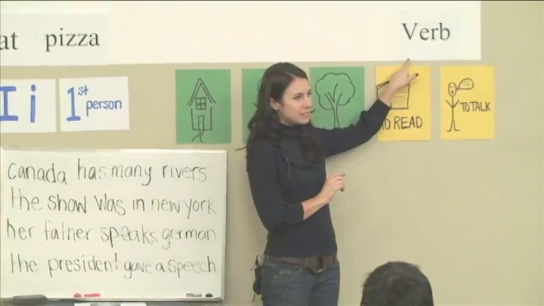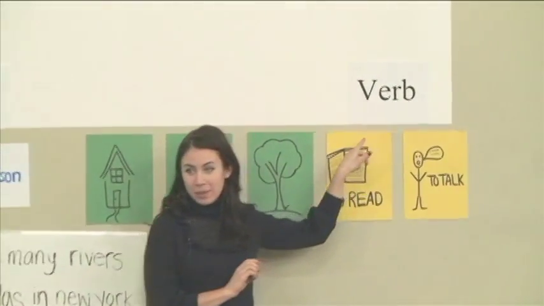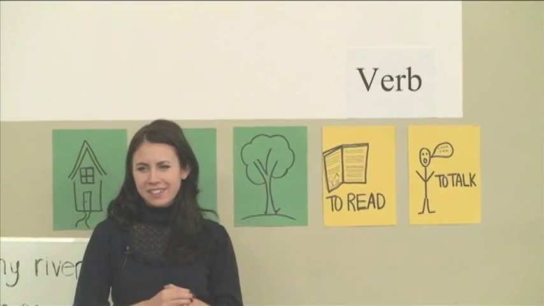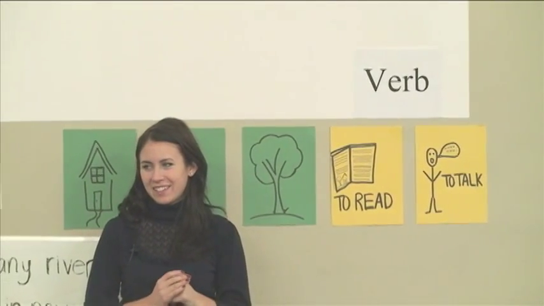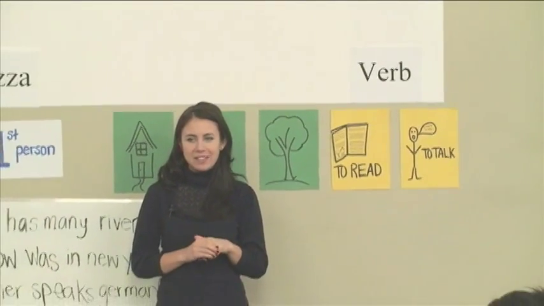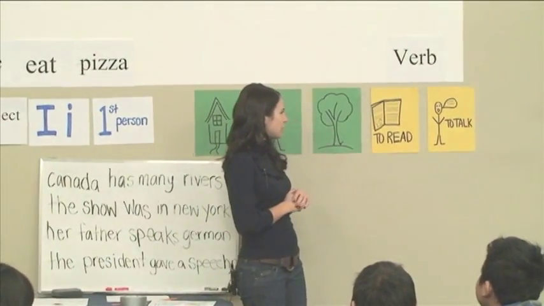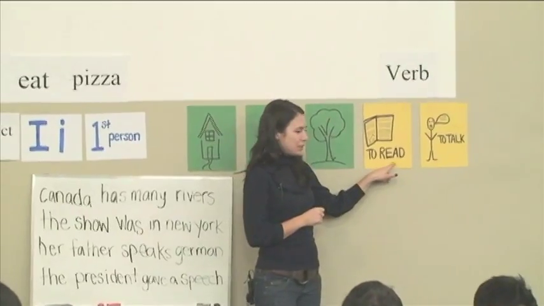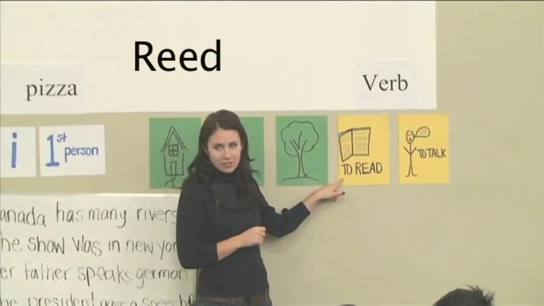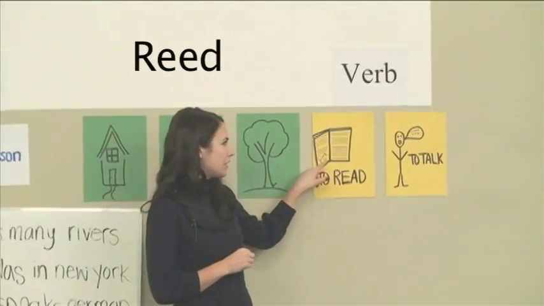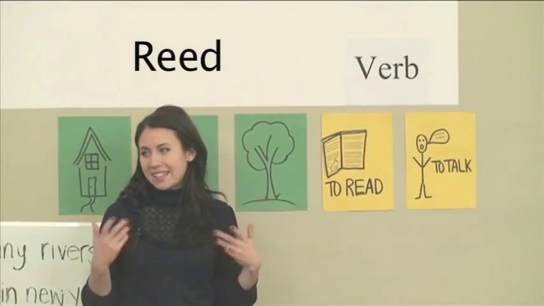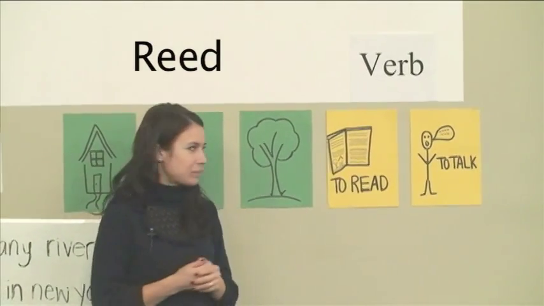What's this word here? Verb. Do you know what verbs are? Verbs are words that explain an action, right? They're like an action word. So a verb could be read, right? To read a book. This is an example of a verb. Reading. It's an action. It's something that we do.